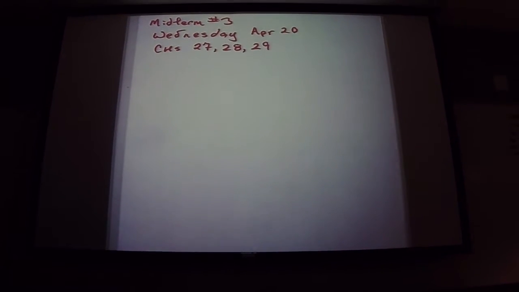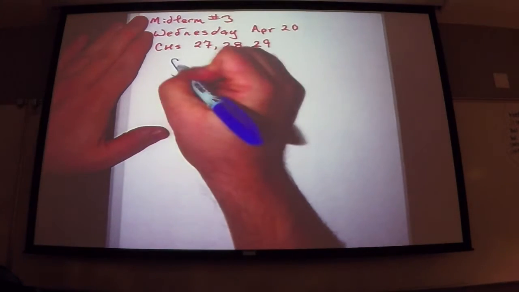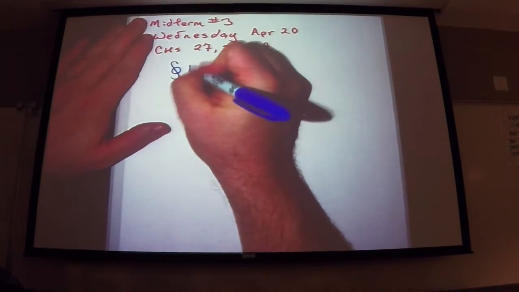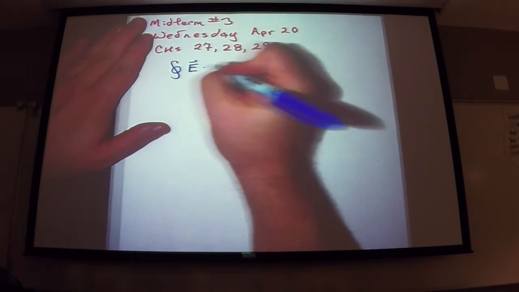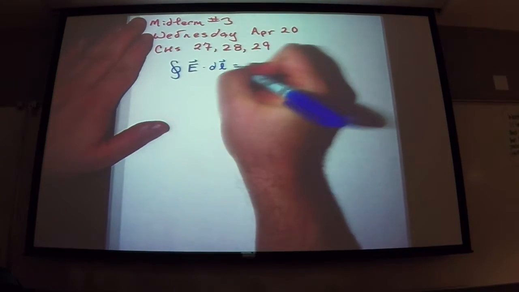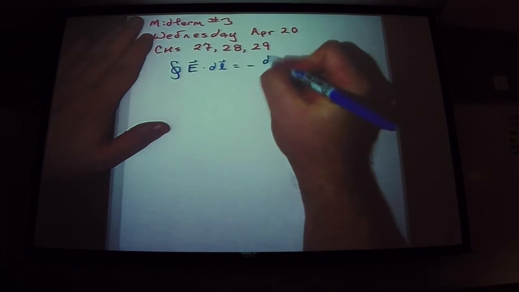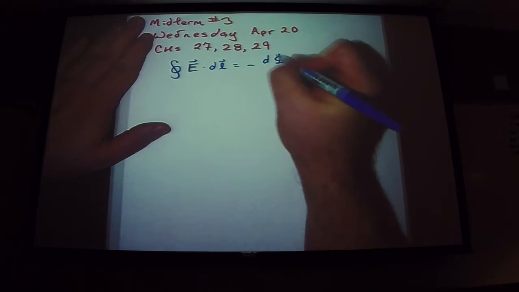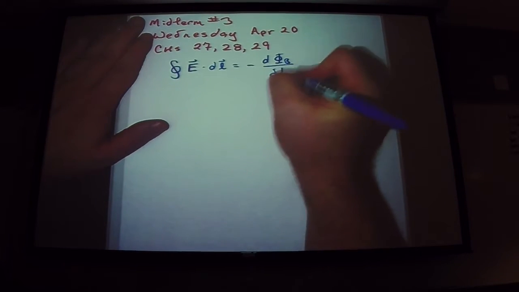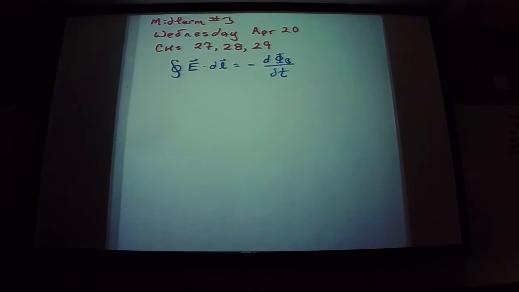Last time we left off with Faraday's law of induction, written in this form: the closed integral of E dot dl is equal to minus d phi sub B over dt, which means it's equal to the change in magnetic flux divided by the change in time.